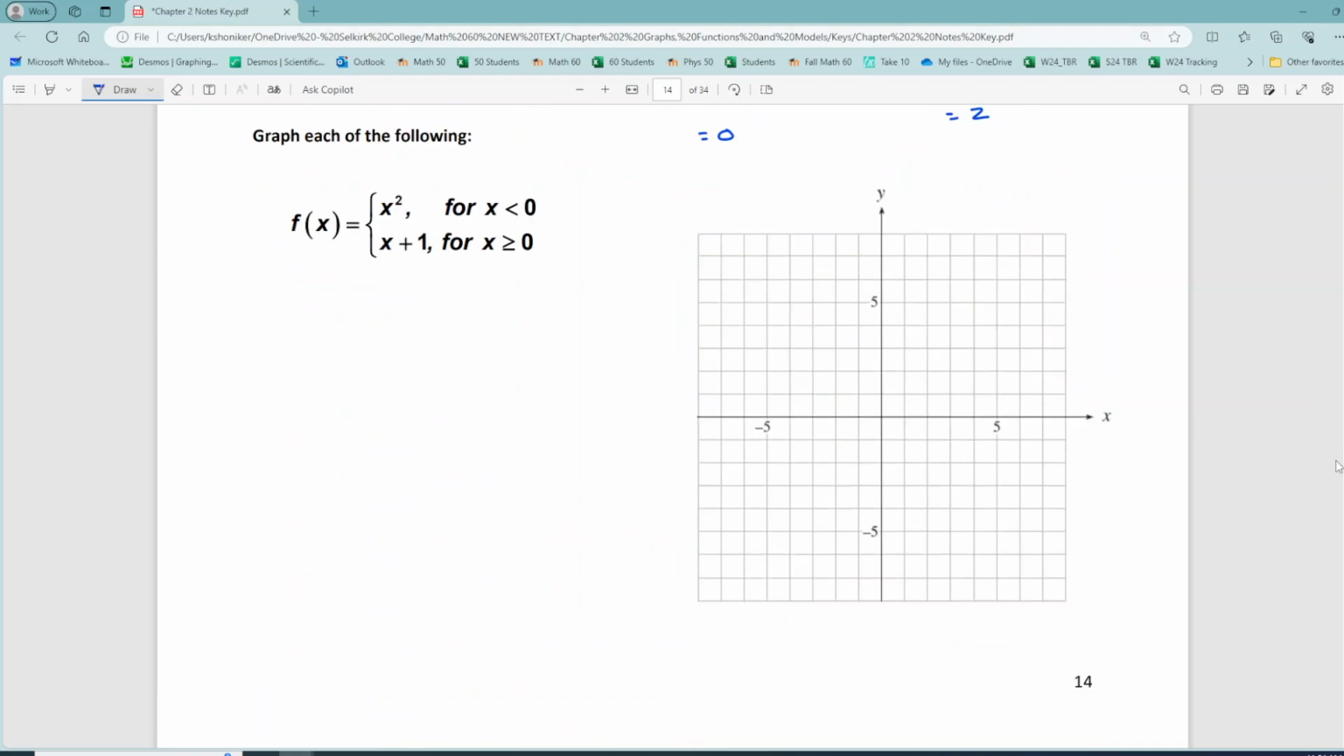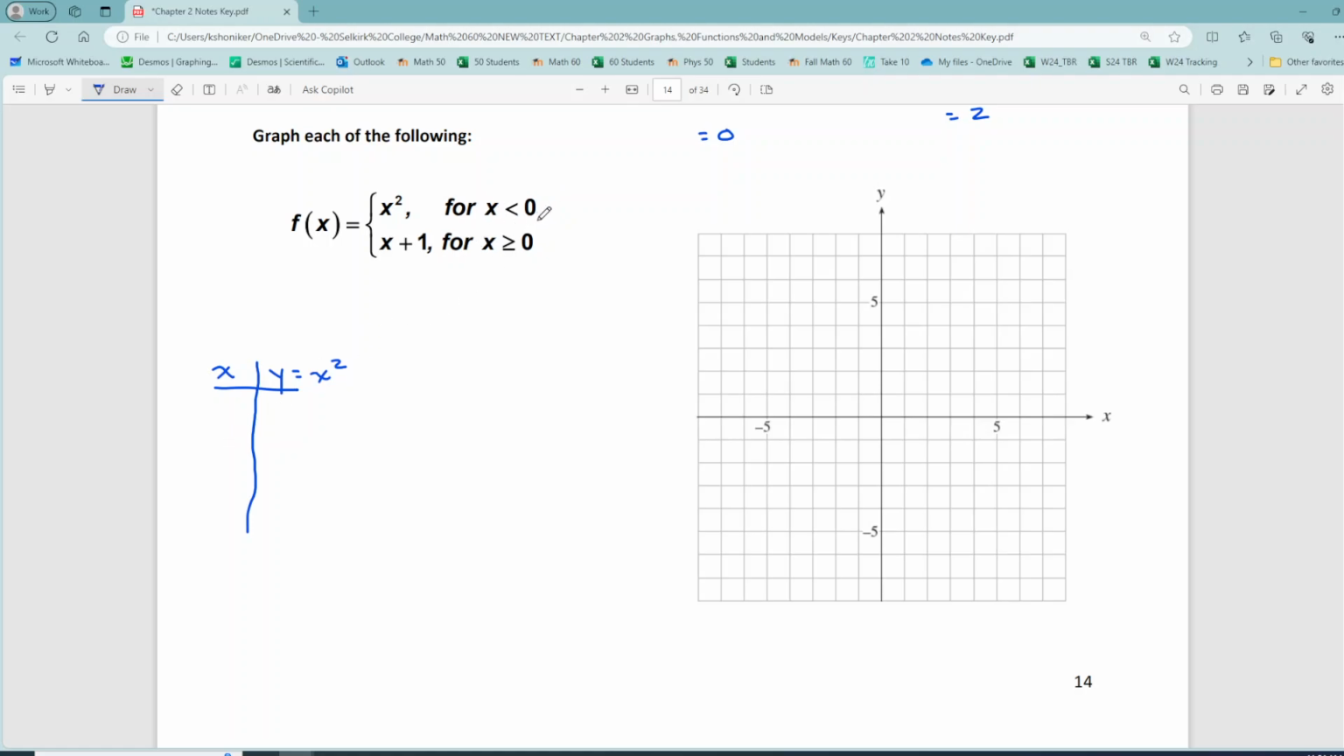Now we're going to graph from scratch. My biggest hint to you is however many expressions you have, so however many different pieces you're graphing, draw that many tables of values. A table of values is an x and y table. This one is going to be y equals x squared. And you're going to do this for all the x values less than 0.